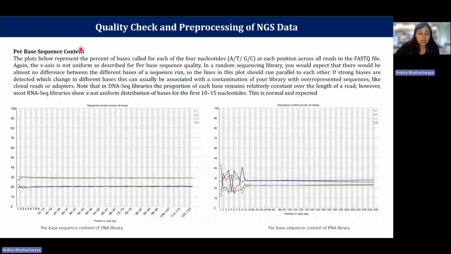Per base sequence content also comes in. So how diverse is the base composition of that particular sequence that you are chasing? That also makes a lot of difference.